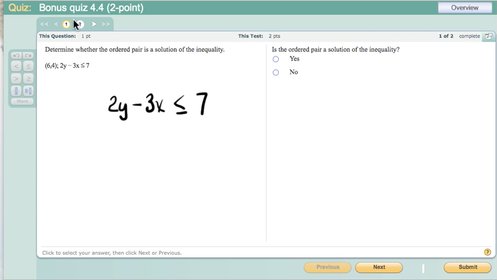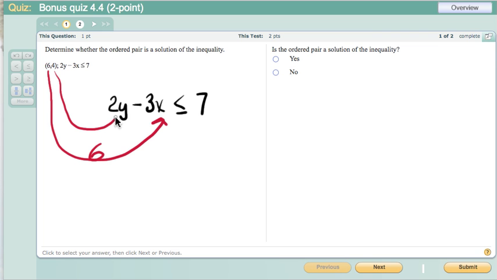Everybody, back with the bonus quiz for 4.4. In section 4.4 we leap into two dimensions again, and right off the bat they want to know if an ordered pair (6, 4) is a solution to this inequality. And this is essentially a substitution problem. We're going to replace x with 6 and we are going to replace y with 4.